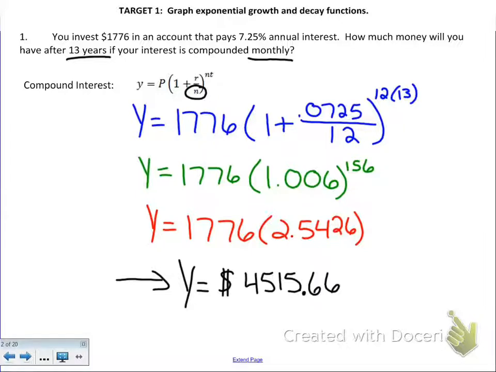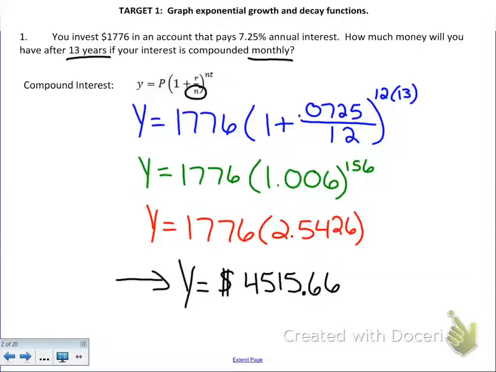So the blue is our base equation with all of our numbers plugged in. In the green, we just simplified what was in the parentheses. It came out to be 1.006, and then to the 156th power. Then in the red step, we did the actual exponent part of it, 1.006 to the 156th power. It gives us 2.5426. And then the final answer in black is 4,515.66.